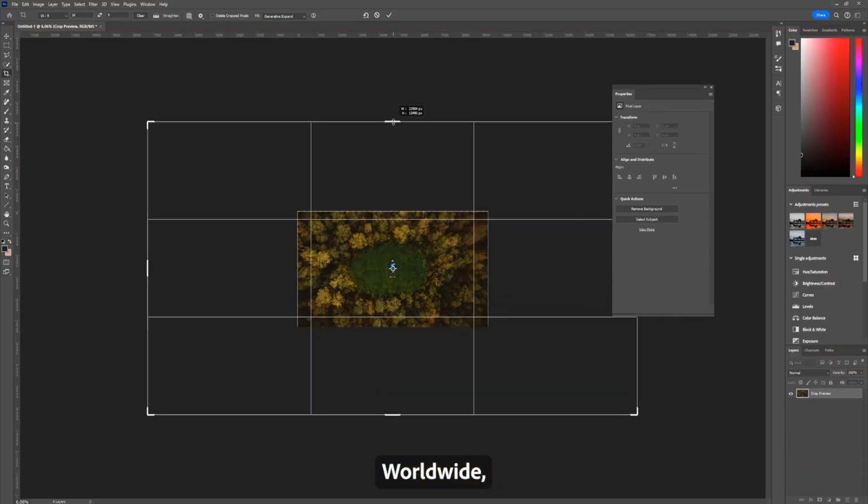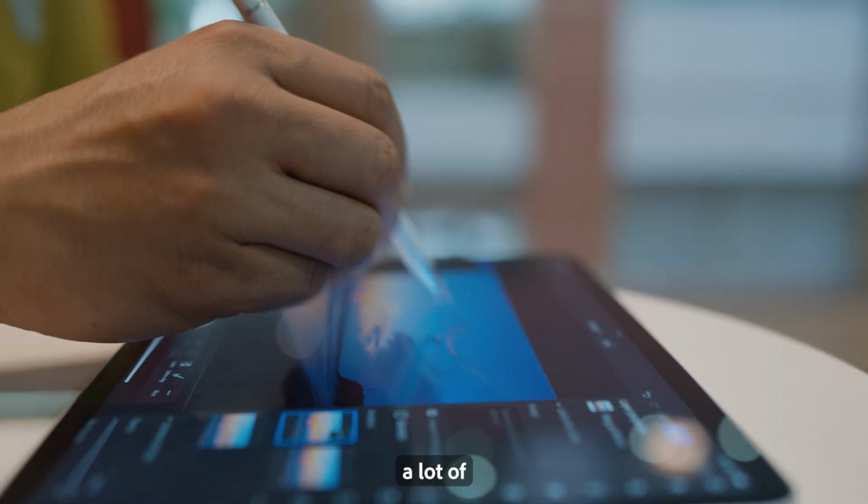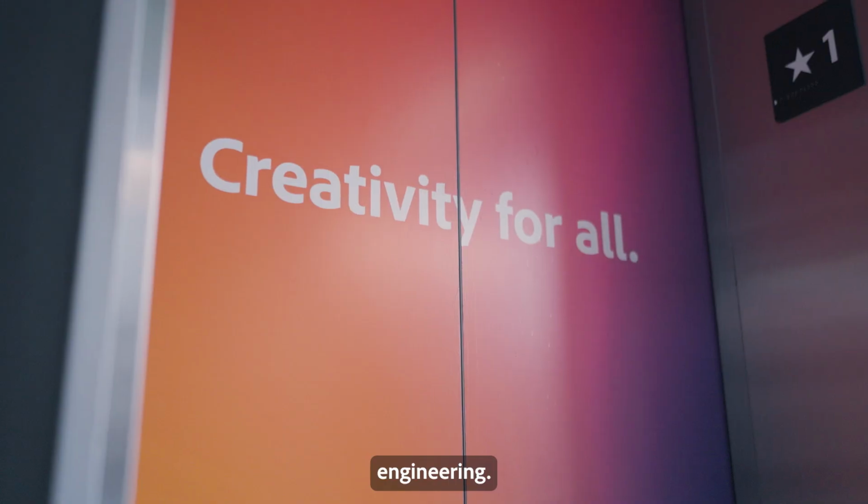Generative Fill. Worldwide, people use this button and feel it's magic. But magic is a lot of deep research and invisible engineering.